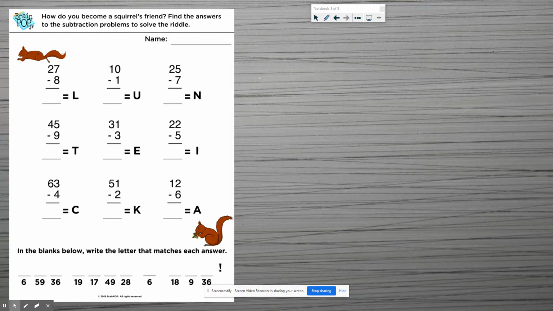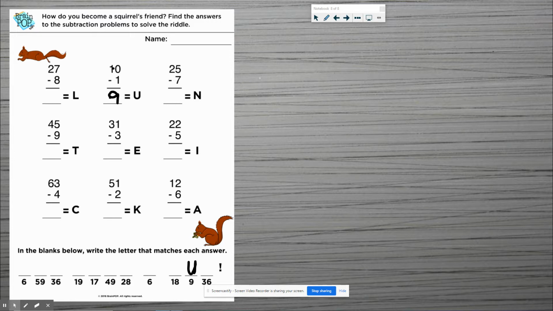This is your brain pop activity that you're doing. It's just a subtraction. So like let's go with this one, 10 minus 1. We know that's 9. So anytime there's a number 9, it is you. So I'm looking down here at the bottom, 9 is you right here. So you will go through, get the answers, and then fill in the question at the bottom. And the question is, how do you become a squirrel's friend?